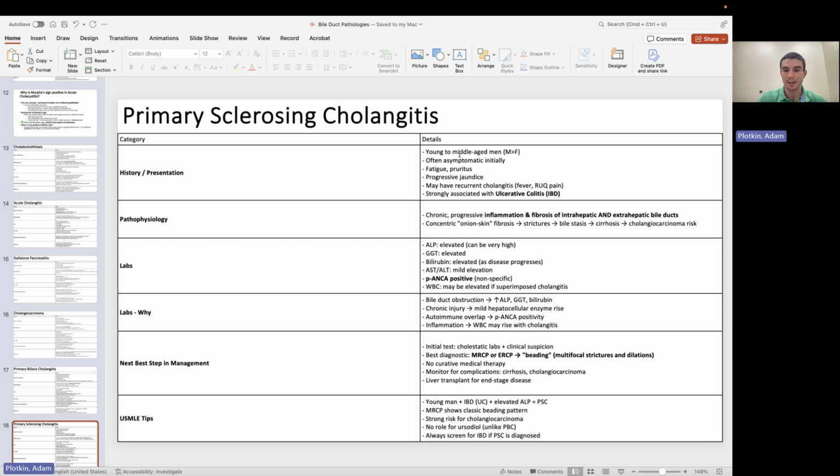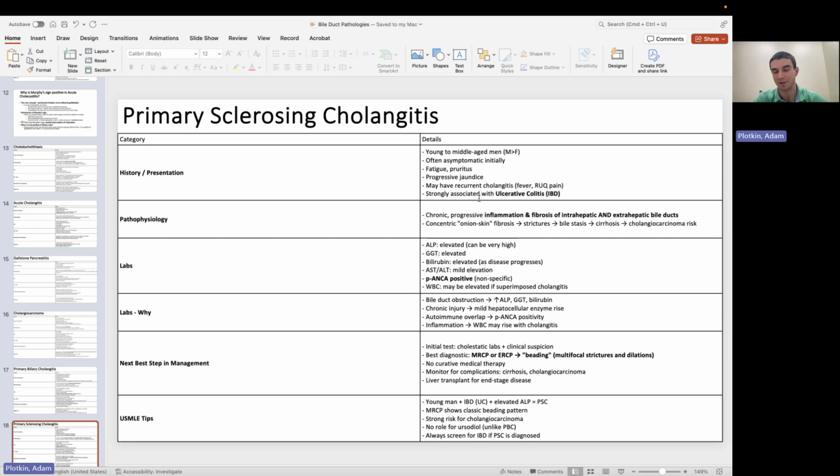So in PSC, this is classically young to middle-aged men. So PBC, more women, PSC, more men. It's often asymptomatic initially. We might see fatigue and pruritus. We might see progressive jaundice. They may have recurrent cholangitis, so fever and right upper quadrant pain, and it's strongly linked with UC.